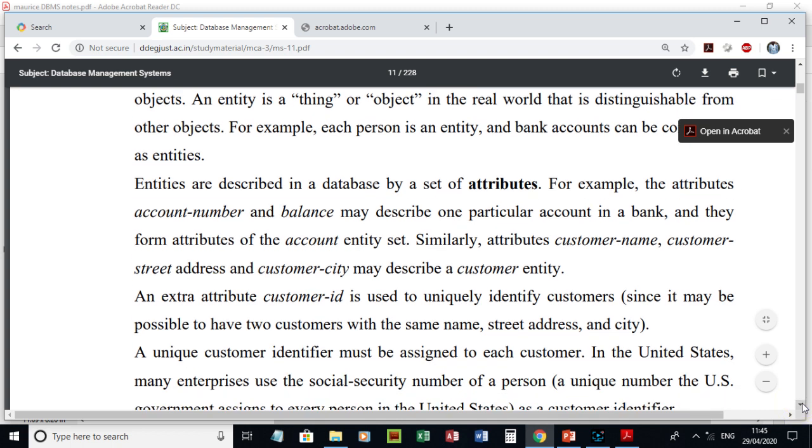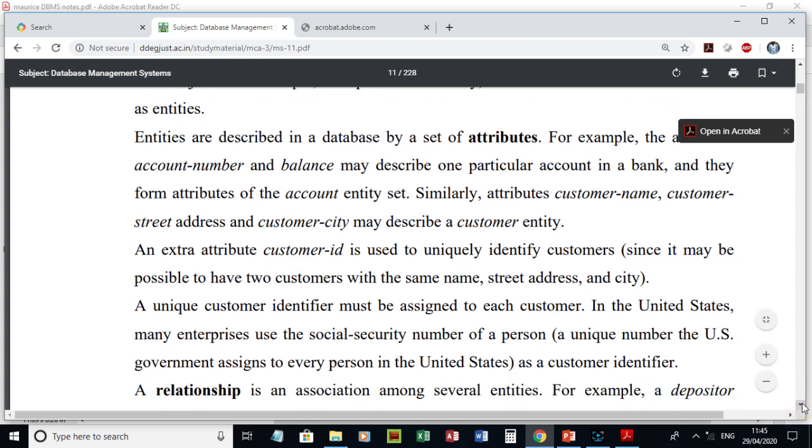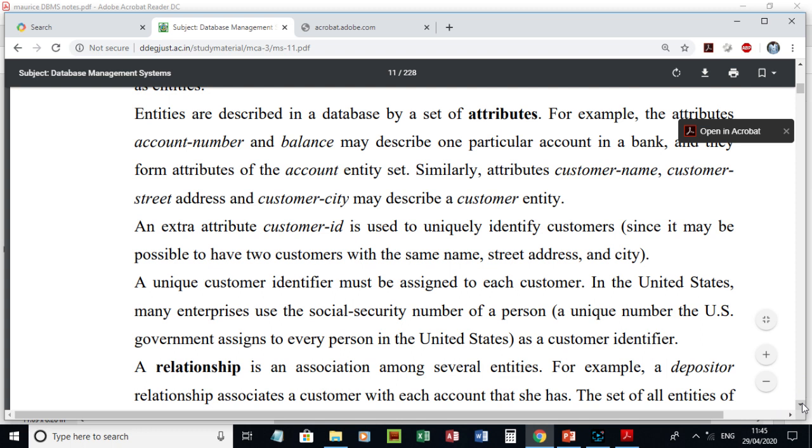A unique customer identifier must be assigned to each customer. In the United States, many enterprises use the social security number of a person. It's the same thing in the United States, but I don't know about Ghana. The government assigns to every person in the United States a customer identifier called the SSN, the social security number. On our government payroll, we are identified uniquely by our social security number.